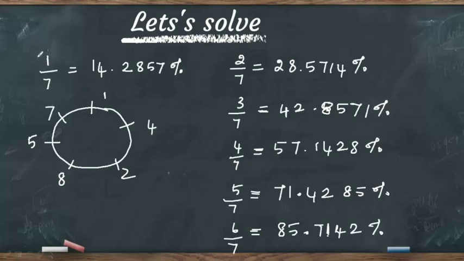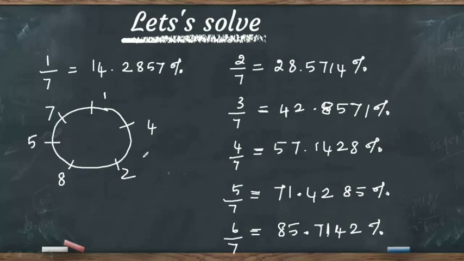And for 1 by 7, I started with the smallest number in the circle, which is 1. So it's like 14.2857. For 2 by 7, I will start with the second smallest number in the circle. Well, the second smallest number in the circle is 2. So my answer will be 28.5714. And for 3 by 7, I will start with the third smallest number in the circle. The third smallest number in the circle is nothing but 4. So my answer is 42.8571.